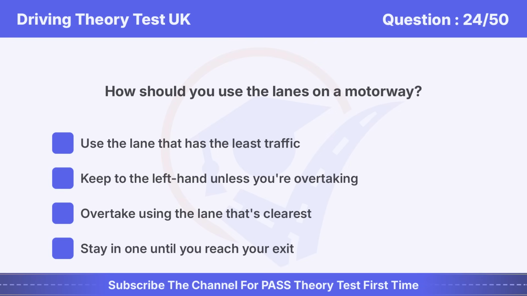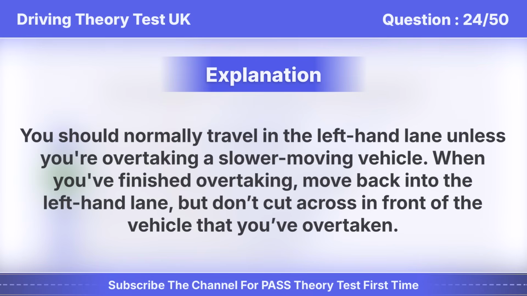Question 24. How should you use the lanes on a motorway? Answer is B. Keep to the left hand unless you're overtaking. You should normally travel in the left-hand lane unless you're overtaking a slower-moving vehicle. When you've finished overtaking, move back into the left-hand lane, but don't cut across in front of the vehicle that you've overtaken.